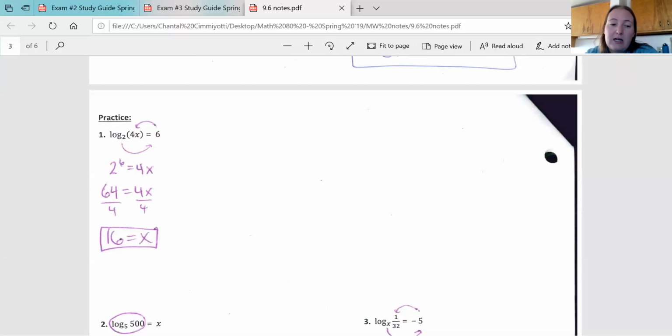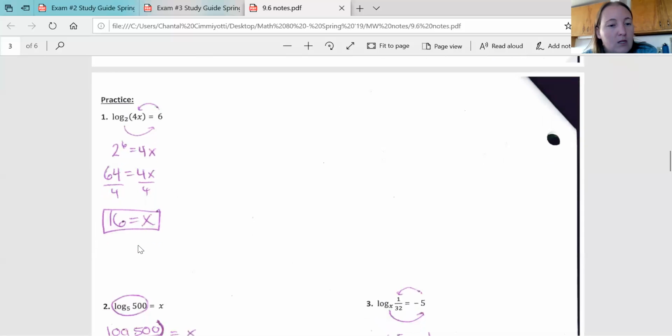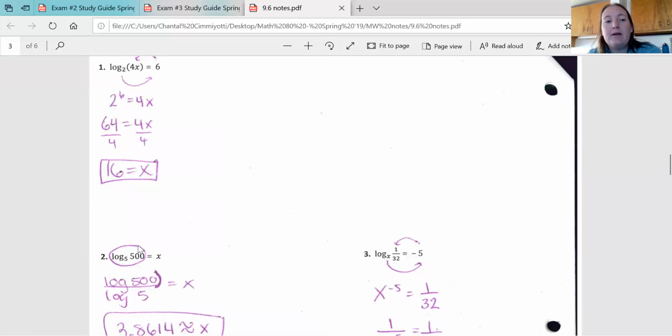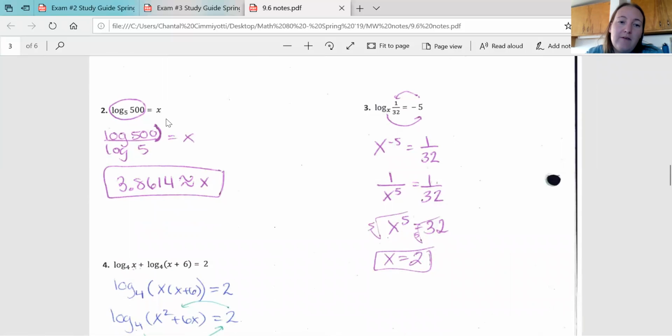So I've got a lot of practice problems. We can't evaluate this because the x is here, so we're going to change forms. 2 to the 6th is 4x, evaluate. 2 caret 6 is 64, dividing by 4 would give me x. Here we already have equals x, so I just need to figure out this value, and I can do that by change of base.